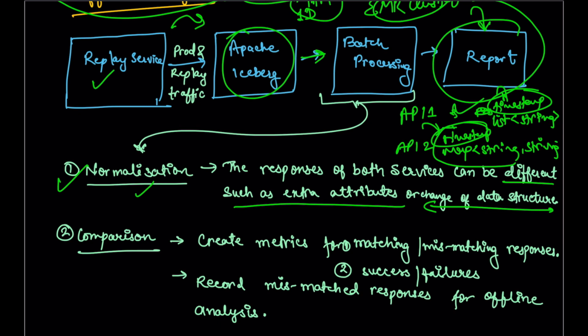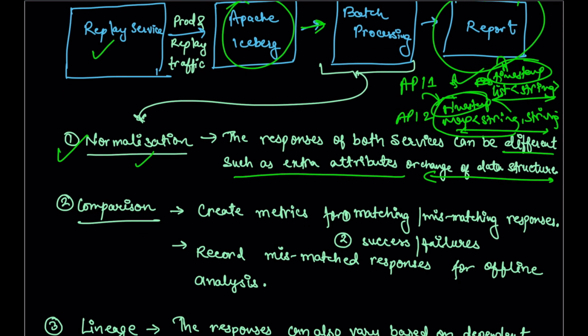Another thing is, if there is any data structure change, let's say this list of string was modified to map of string, you will have to normalize the data such that it is easy to compare.